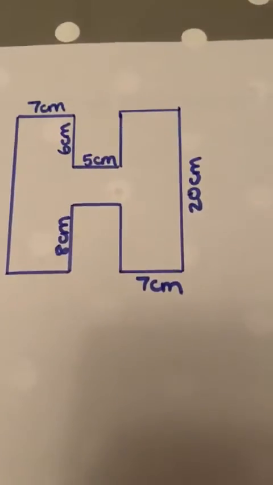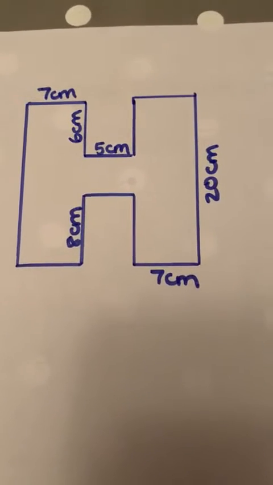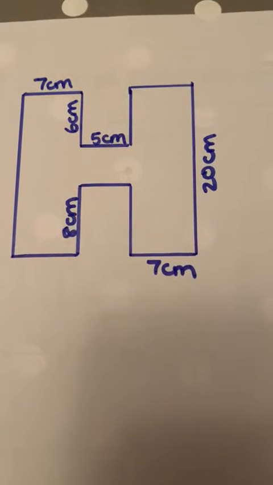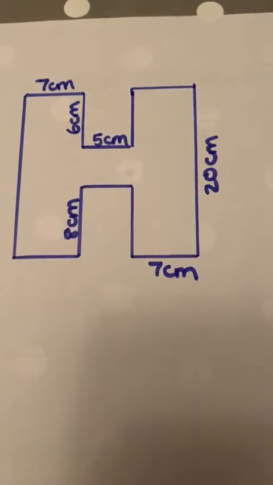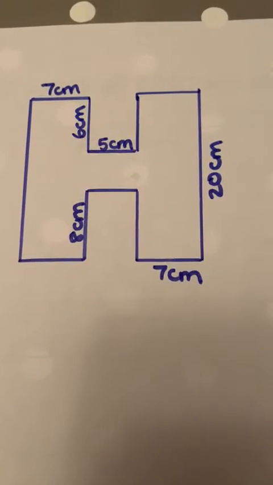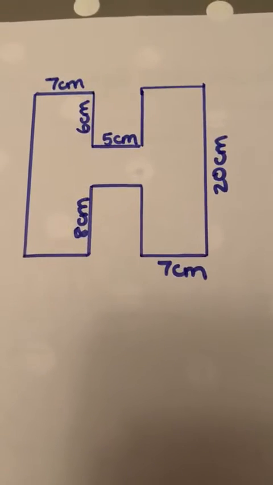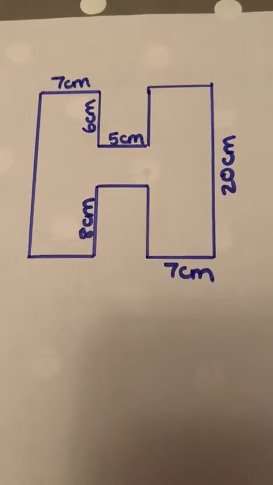How are we going to work out the perimeter? Pause the video and tell your grown-up how we normally work out perimeter of shapes. That's right, we normally add up all the lengths of the edges, of the sides. The problem with this is that there's some that are missing.